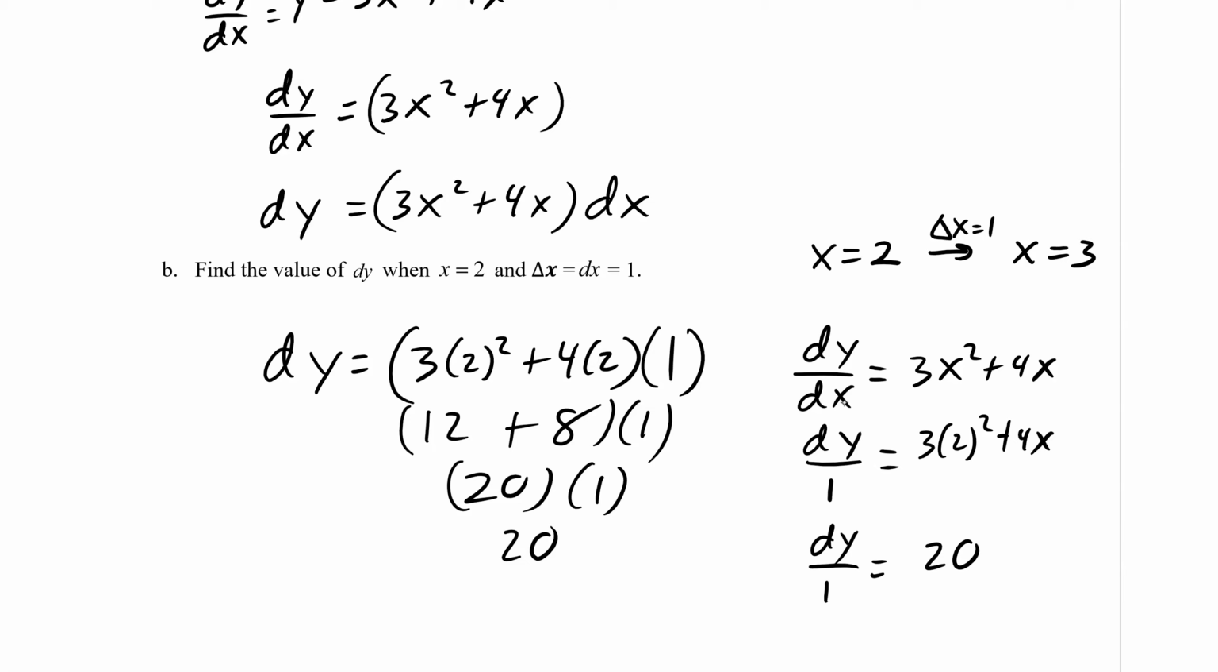20. So if you think about it this way, if you have a change in x of 1, what does your change in y have to be so that we end up with 20? It's 20. So by making a formula, it can give us our change in y. But what does it look like graphically?